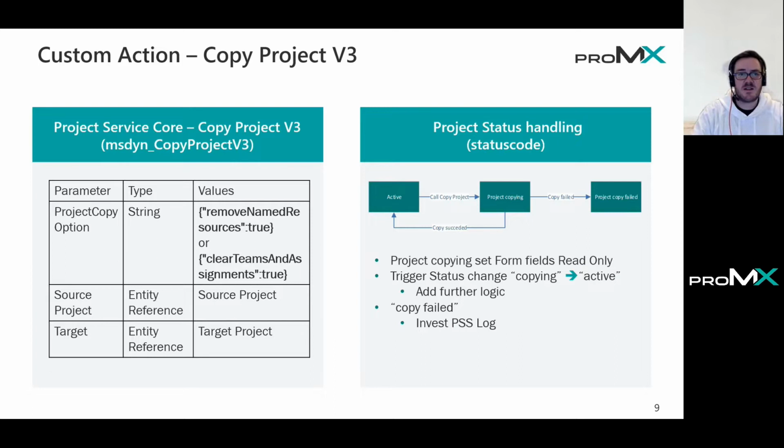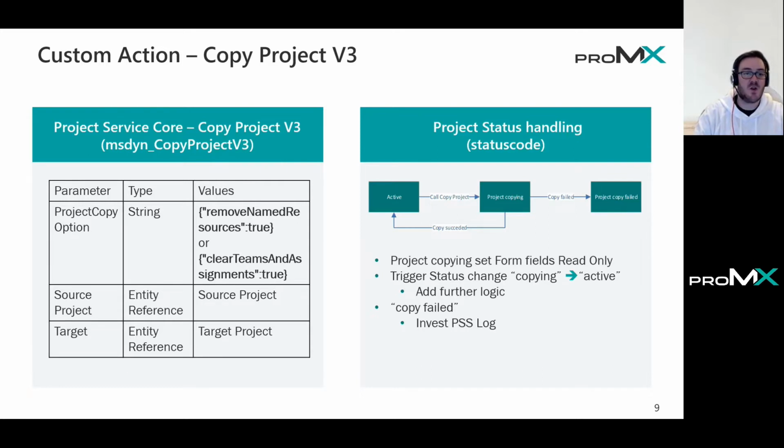The copy project exists in version 3 right now. When you have a look at the linked references, this will point you to an older document, but it is similar. It is a custom action provided by Project Operations in the environment. And as we see, it is using project copy option as a string parameter. It gets a source entity and a target entity. Easy as that. The source entity is the one you want to copy, and the target is the one where you want to copy it.